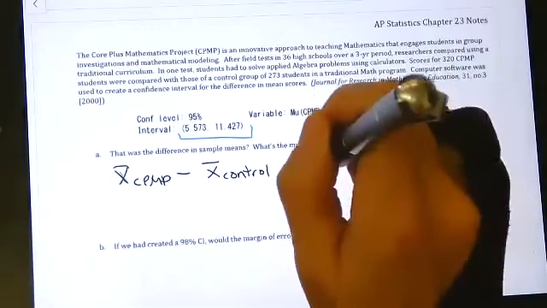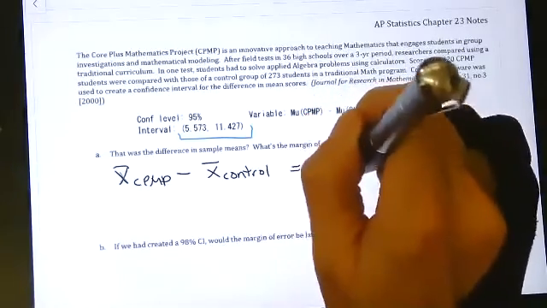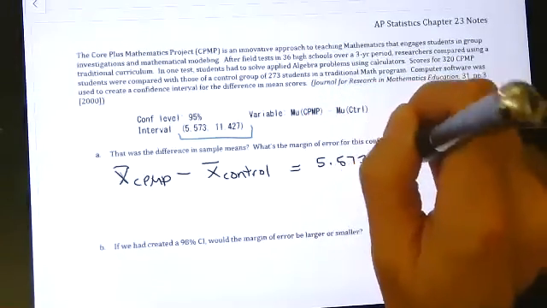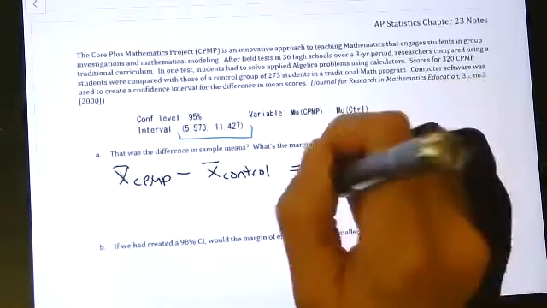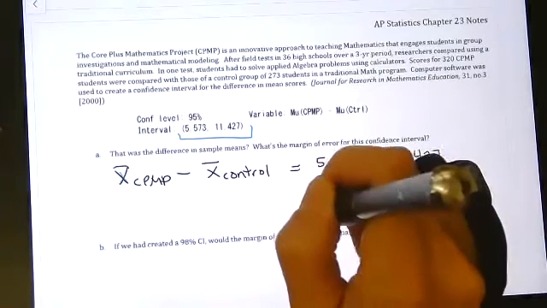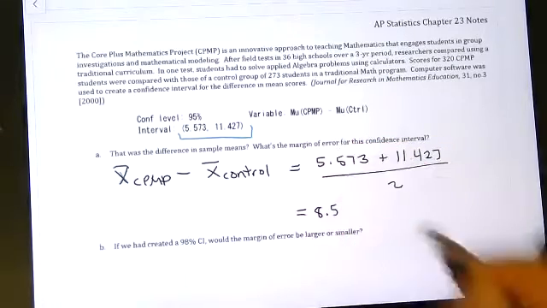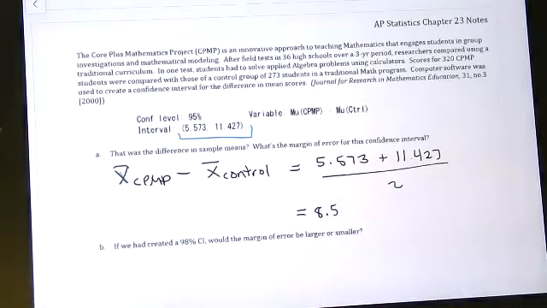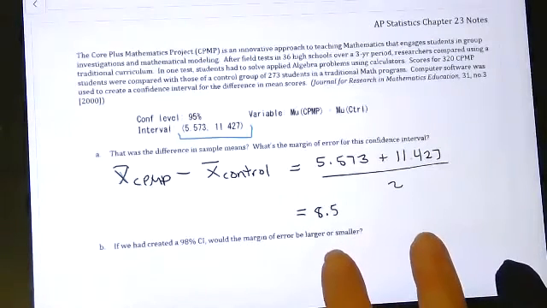So best way to calculate that would be to take the two endpoints of your interval, add them, and divide by 2. That's how you find a midpoint. To find something exactly in the middle between two numbers, you add and divide by 2. Also known in this class as the average. Okay, so the samples saw an 8.5 point difference in the mean scores.